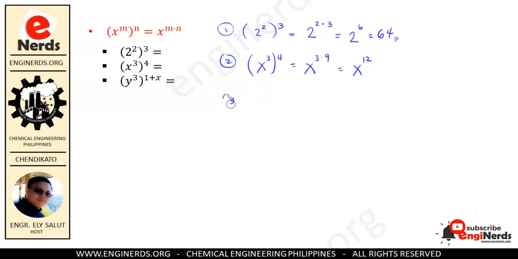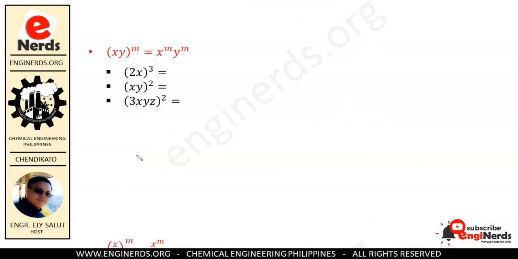And our third problem, we have y cubed raised to the 1 plus x. Okay, so the whole thing is the exponent, guys, when you have a given like that. So, this is equal to y. Now you multiply its exponent, so we have 3 times 1 plus x. So, this is the distributive property. We will have here y raised to the 3 plus 3x. Okay, let's go now to the next property.